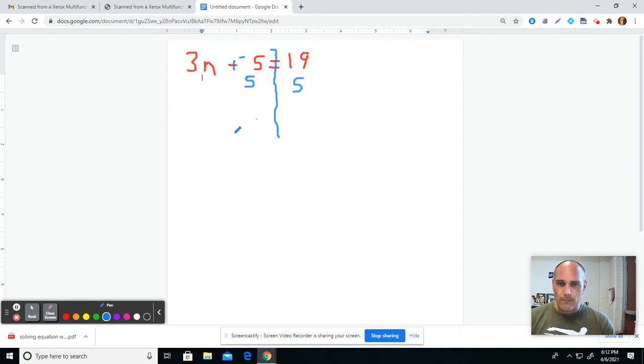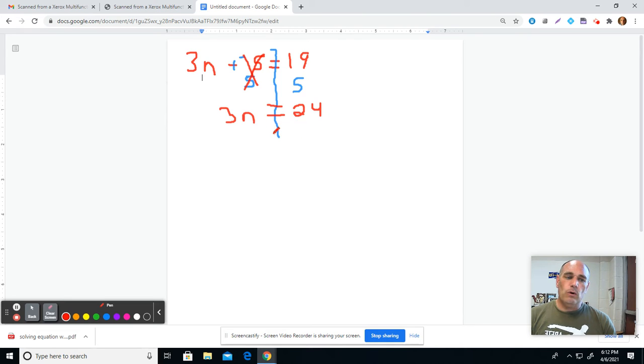Now, look what happens. Right, like this. So here's my equal sign. On the left, positive 5 and negative 5 cancel each other out. On the left, all we have now is 3n, because these are zero pairs. They're gone. Now over here, I have a positive 19 and a positive 5. So I'm going to add them together, and I get a positive 24.